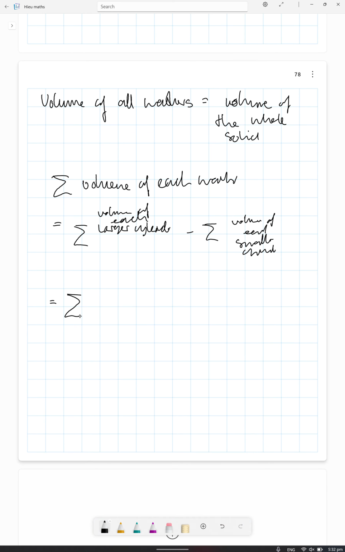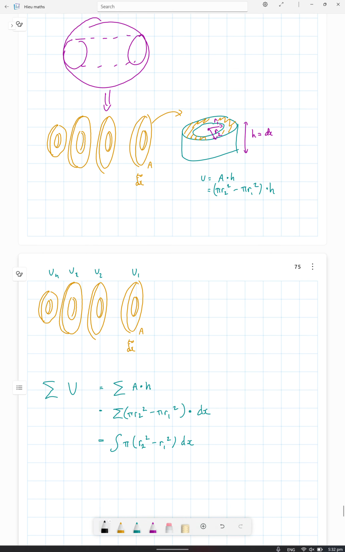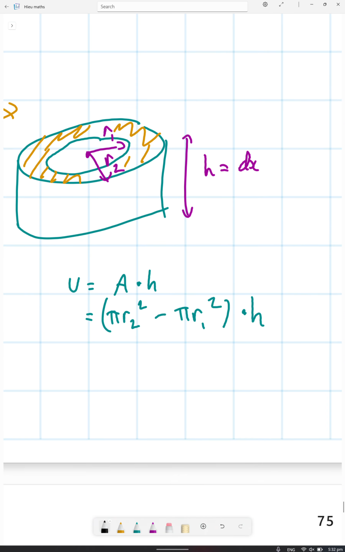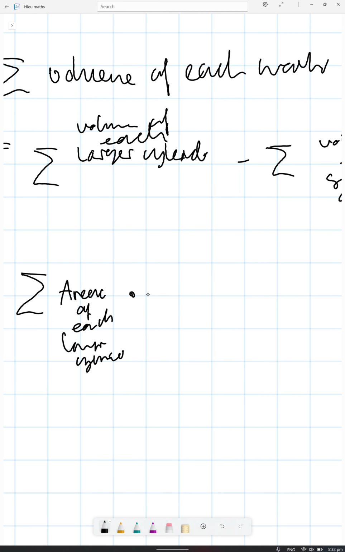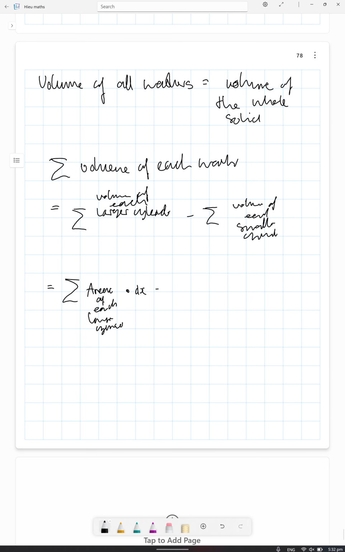Well, we take the summation of the area of each larger cylinder multiplied by what's the height? Remember that a cylinder is just the area times height. So what's the height? The height is dx. Remember the last episode? Then this one is the area of each smaller cylinder multiplied by dx.